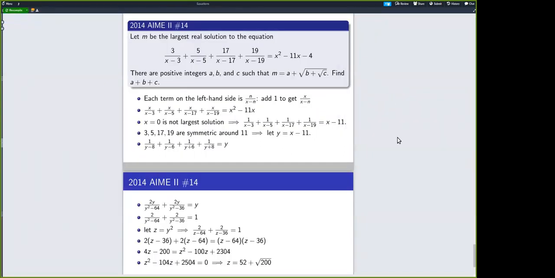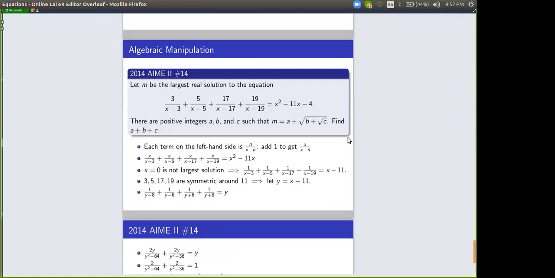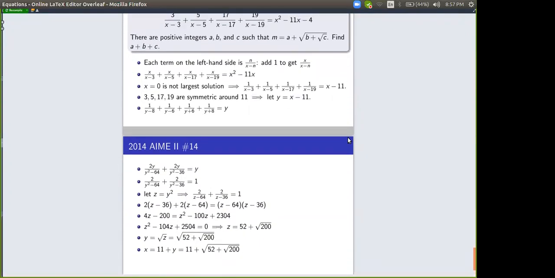And these two solutions are 52 plus or minus the square root of 200. The larger one is 52 plus the square root of 200. So y is going to be the square root of this thing. And this is more than 0, so this is going to be our largest solution. Now we just have to add 11 to get x. And this nasty radicals inside radicals is then our solution. And yep, if we want to do the answer extraction, then it's 11 plus 52 plus 200 equals 263.